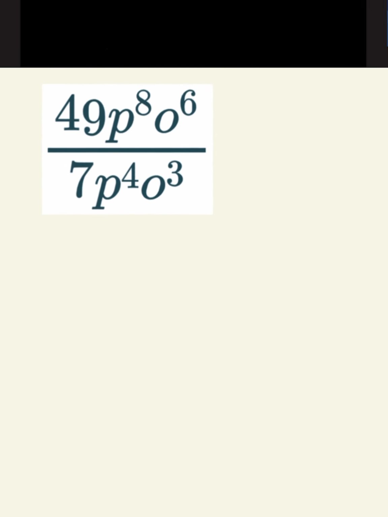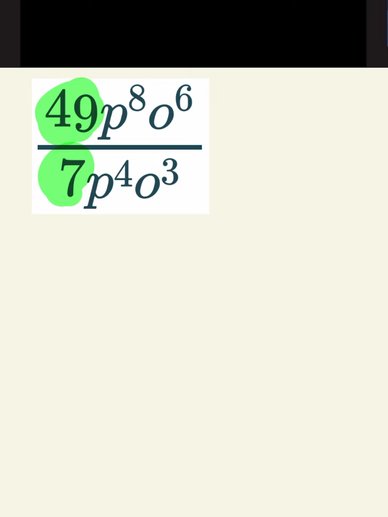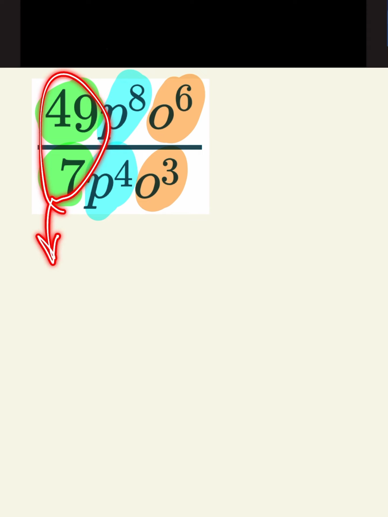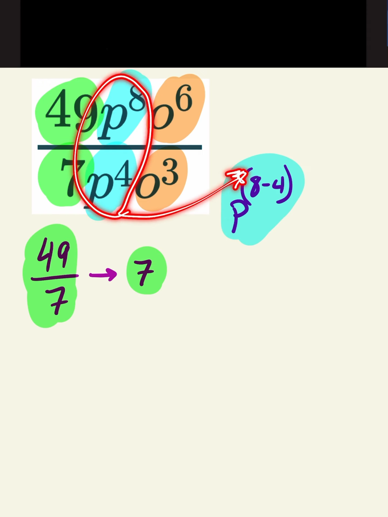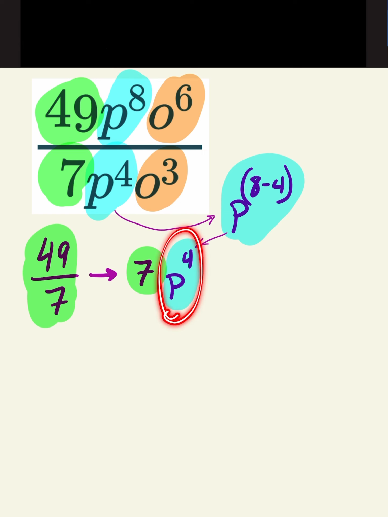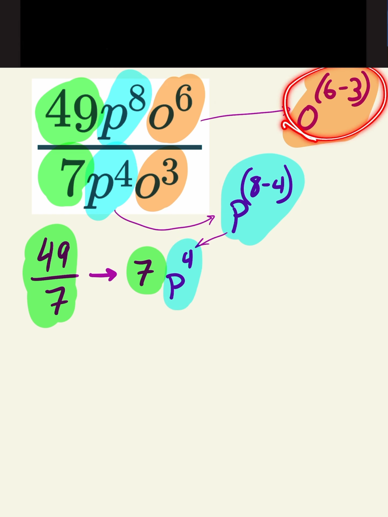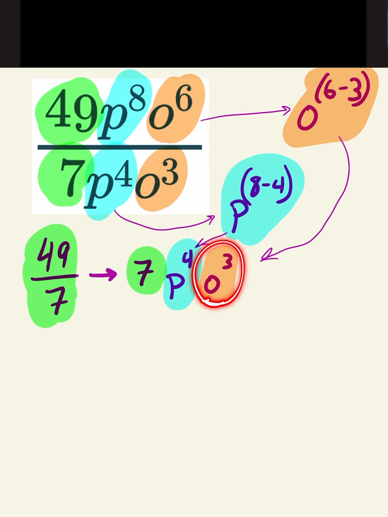Next up is this guy. Here we got 2 variables. Again, separate those coefficients, and your variables will only interact if they have the same base. So p's with p's and o's with o's. For our coefficients, we divide like normal. 49 divided by 7 is 7. For our variables, we subtract the exponents. So p to the 8 minus 4 becomes p to the 4. And similarly for our o's, they become o to the 6 minus 3, which is o to the 3. Putting them all together, this is our final answer.